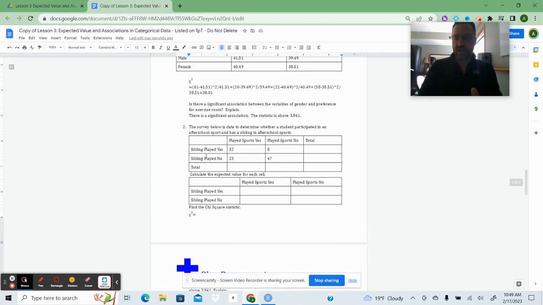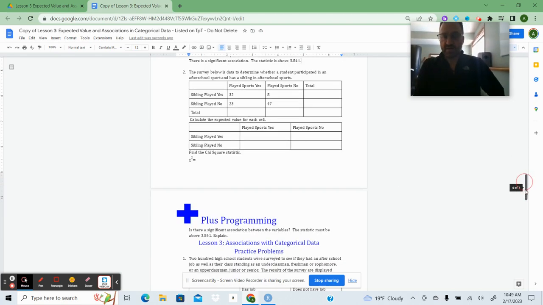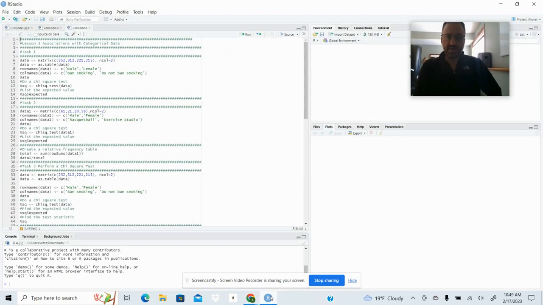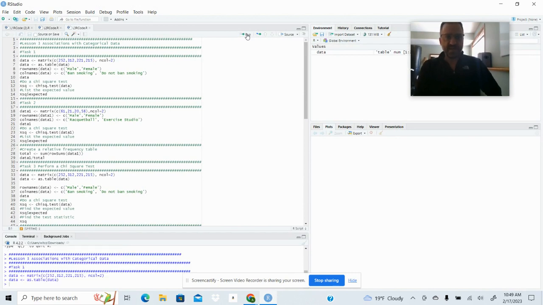So I'm going to let you guys do this one. So figure out the expected value and then find out the chi-squared statistic, and then also work with your practice problems. So now what I'm going to do is show you, well, R does this actually pretty easy. So we can put in this data.